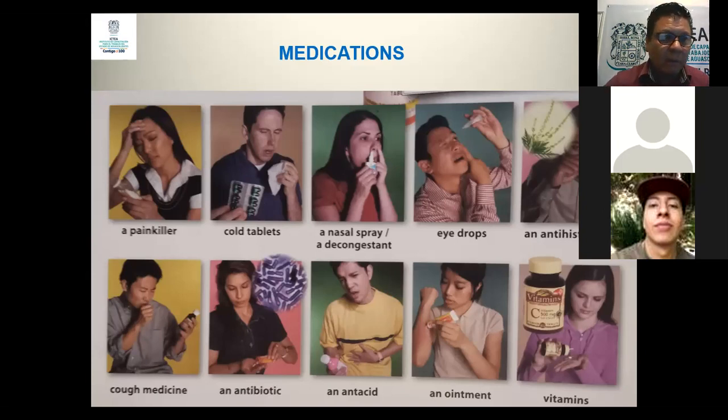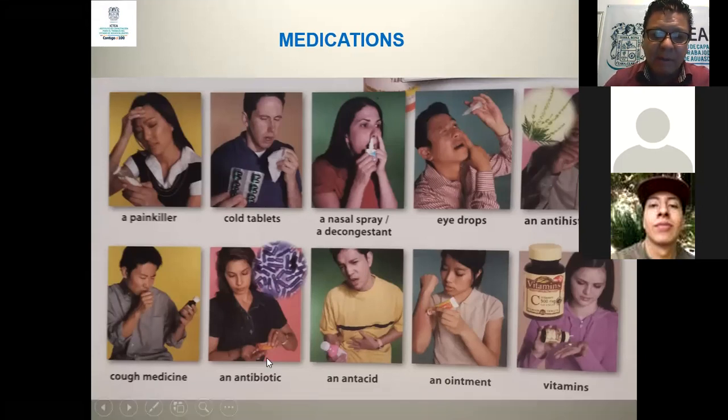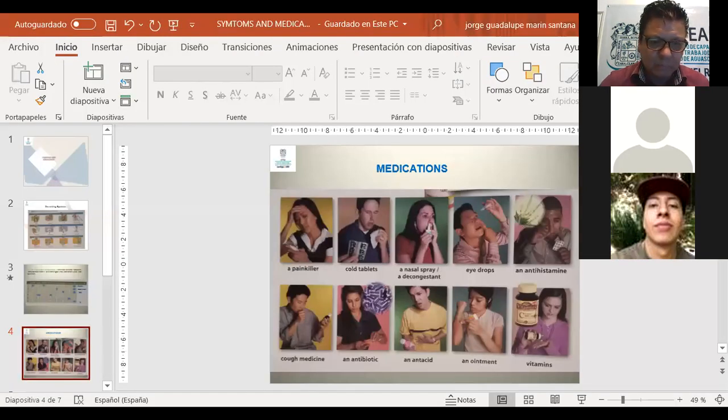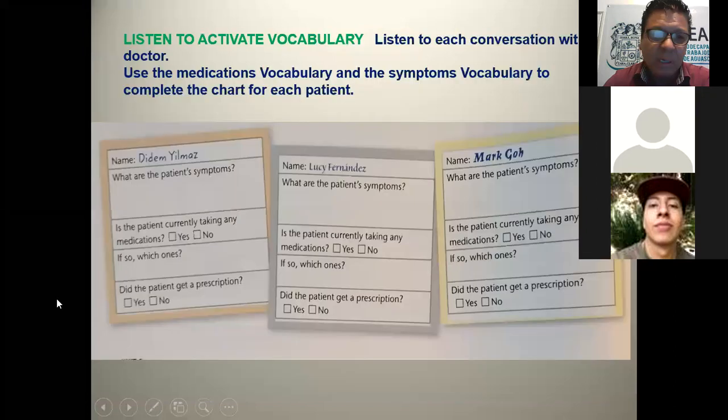Page 22. We have medicine labeling. Okay. We have one more listening about that. Look, vamos a tener otro listening sobre esto. Déjenme checo. Page 22. Listening comprehension. Exercise A. We have one more. Listen to activate vocabulary. Listen to each conversation with a doctor. Use the medications vocabulary above and the symptoms vocabulary from page 16 to complete the chart for each patient.